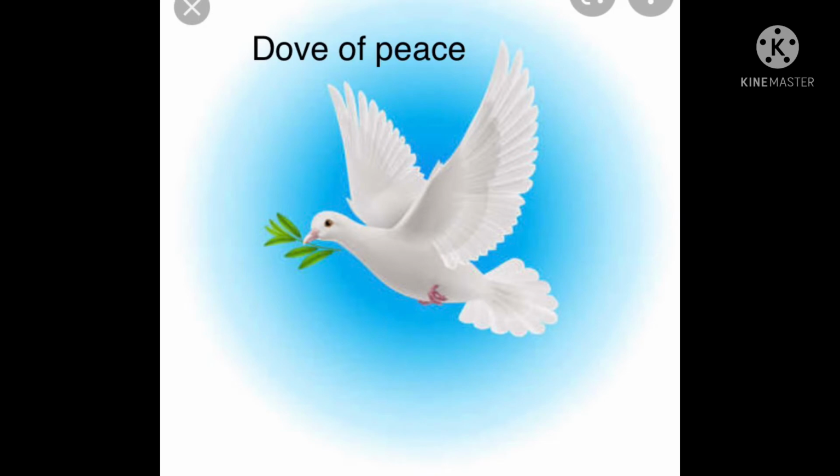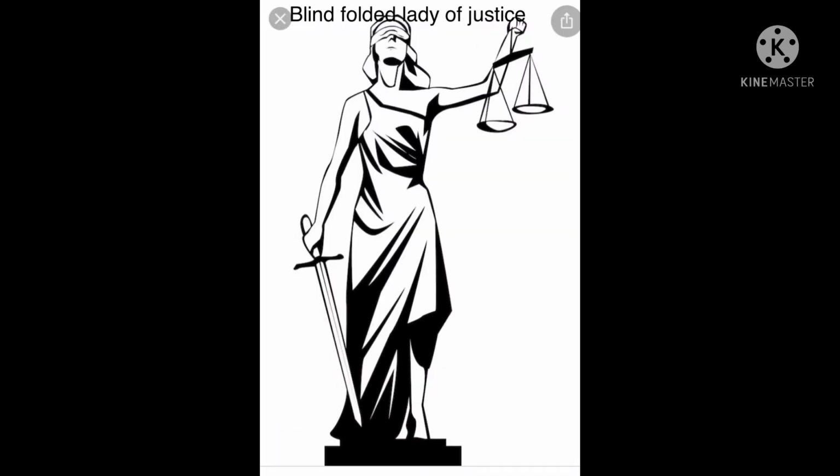Now this is a lovely picture of a white dove, and it represents peace. It's called the dove of peace. It is so calm and soothing. It represents that there is peace in this country.